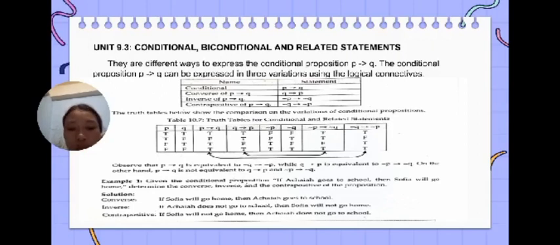While the inverse is simply the negation of the conditional statement. If not P, then not Q, that is inverse. So the inverse is if Akea does not go to school, then Sophia will not go home. While the contrapositive is basically the reverse of the negation of the conditional statement. So contrapositive is if Sophia will not go home, then Akea does not go to school.